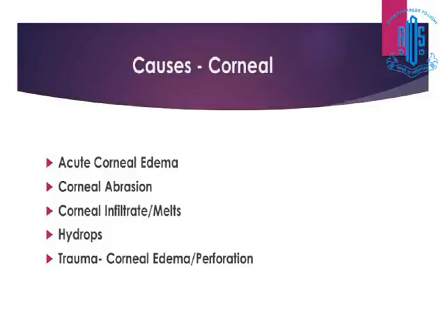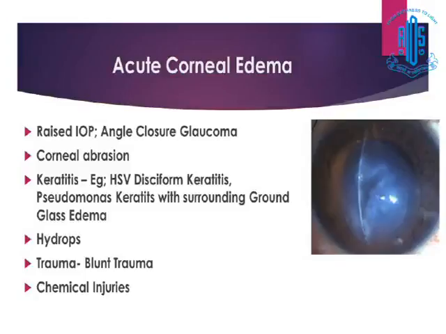So acute corneal edema, corneal aberration, corneal infiltrates and corneal melts, corneal hydrops, trauma. It could be blunt or penetrating trauma. In blunt trauma, usually because of corneal edema, you can have sudden vision loss, or corneal perforation leading to sudden vision loss. So what are the causes of acute corneal edema? It could be because of raised IOP.